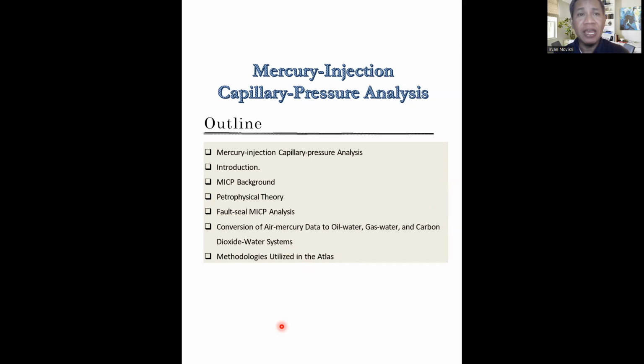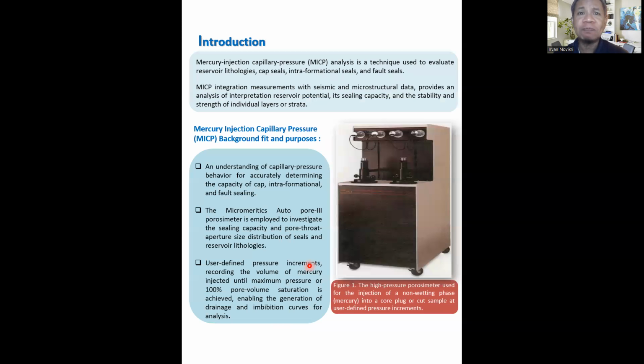This analysis provides valuable information for interpreting the potential sealing capacity and stability of different rock layers in the reservoir. This overview will show mercury injection capillary pressure in the context of petrophysics. It provides an introduction to MICP background underlying the petrophysical theory, and also covers fault seal MICP analysis and the conversion of the air-mercury data to different systems like oil-water, gas-water, and also carbon dioxide-water. Additionally, it mentions the methodologies used in the atlas for the analysis.